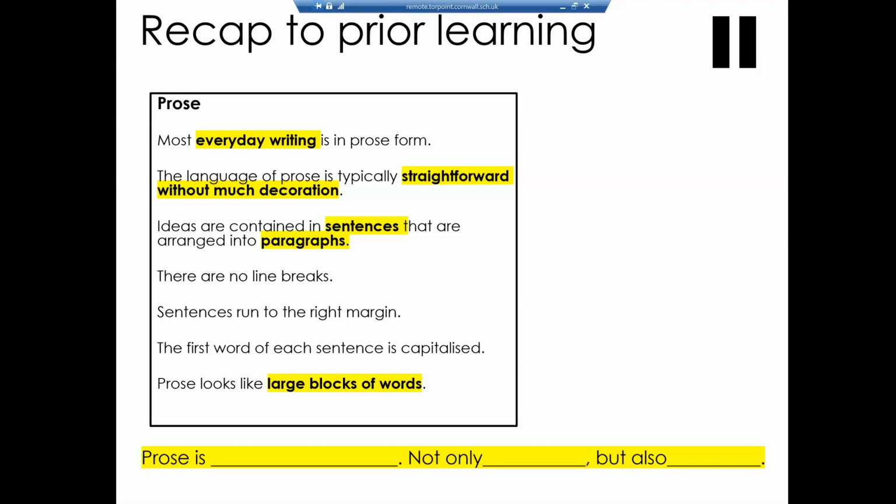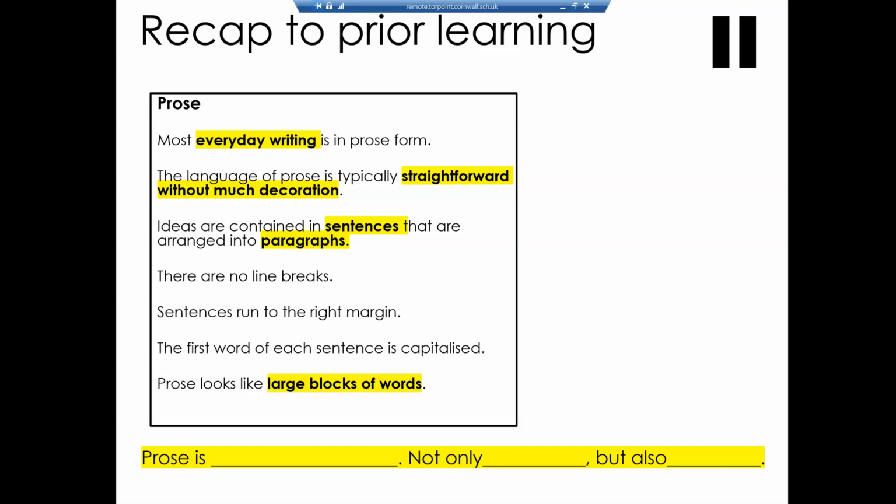In prose, our ideas are contained in sentences, and those sentences are arranged into paragraphs. There are no line breaks. Sentences will run to the right margin. The first word of each sentence is capitalised. So prose looks like large blocks of words.